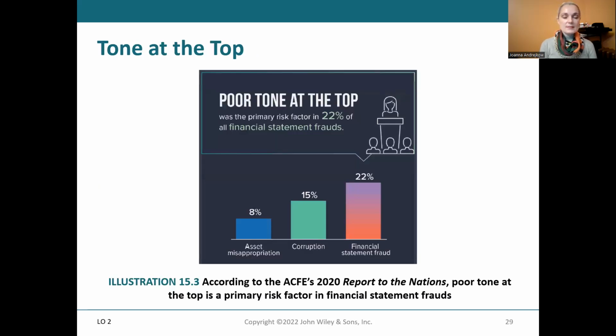So here is an example. Poor tone at the top, according to the study, was the primary risk factor in 22% of all financial statement fraud. And then this is broken down by the different types of financial statement fraud. So we have asset misappropriation, corruption, and financial statement fraud.